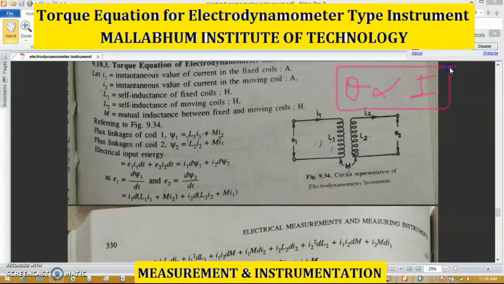deflection. That is the equation for the PMMC instrument, and that is the main principle for the PMMC instrument, deflection. Now in the electrodynamic type instrument, this deflection is almost proportional to the square of the current. That's why the scale of the electrodynamic type instrument is non-linear, whereas the scale of the PMMC instrument is linear. That is the mathematics behind it.